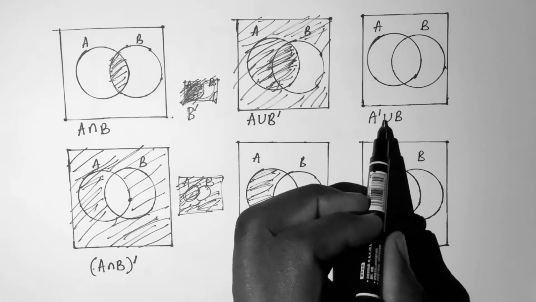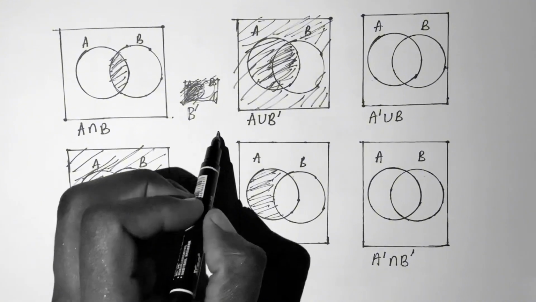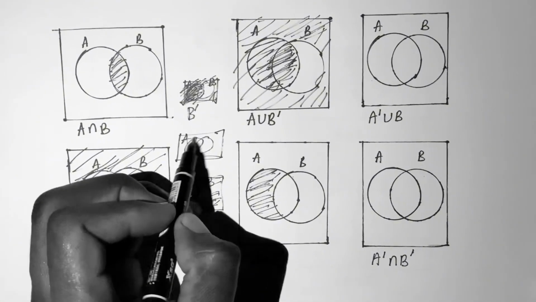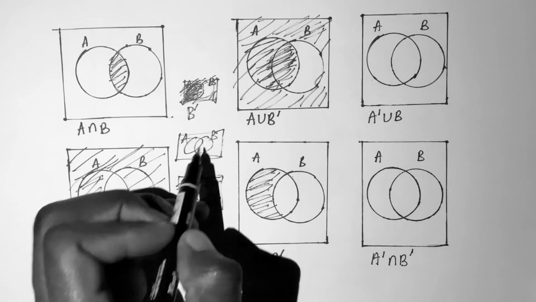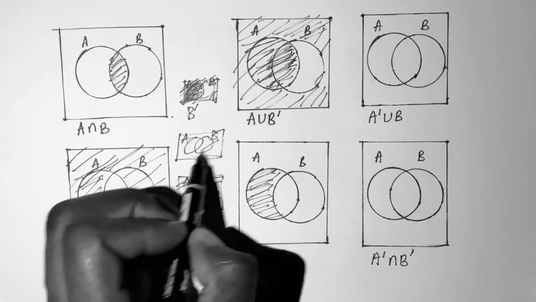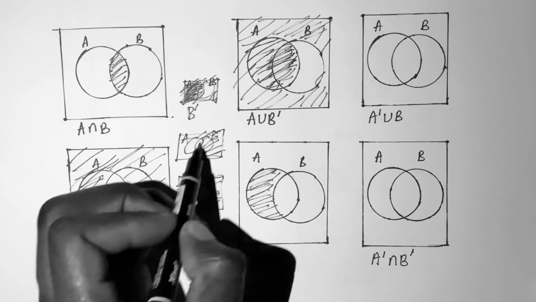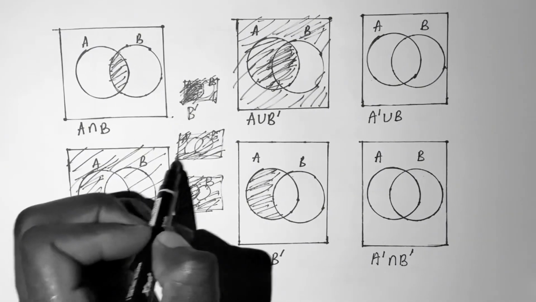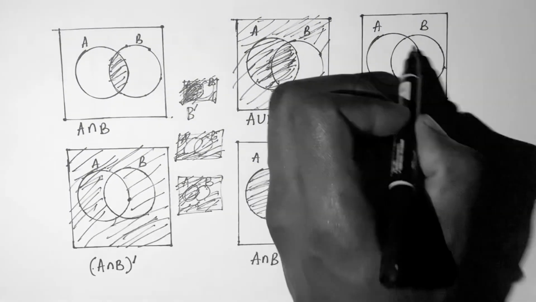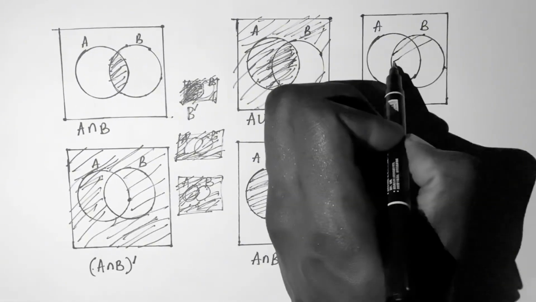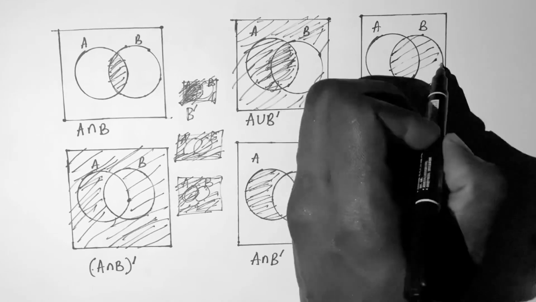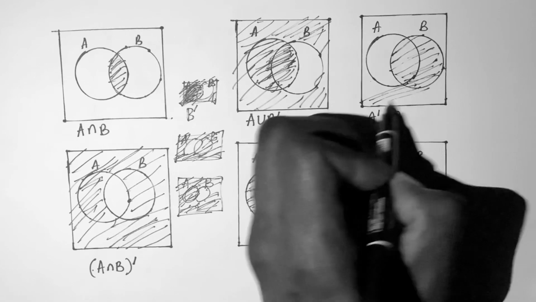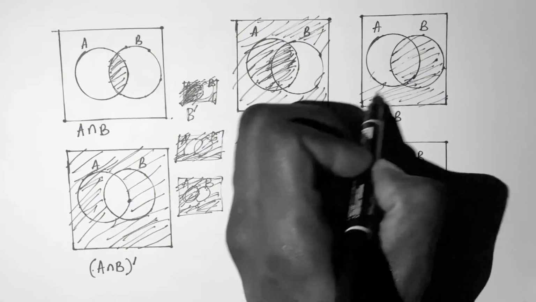Then here is A complement union B. So let's draw a small Venn diagram here. So this is A and this is B. A complement is all of the region outside of A. So this is A complement. And then it's in union with B. So all of B must be part, and therefore we need to shade all the regions belonging to B and then A complement. So all of this region is part.